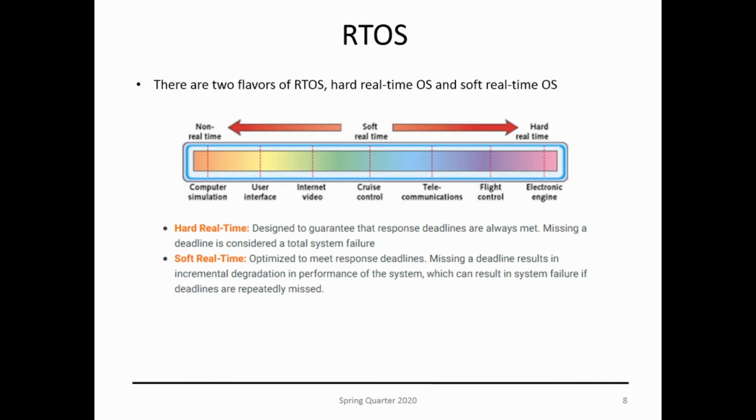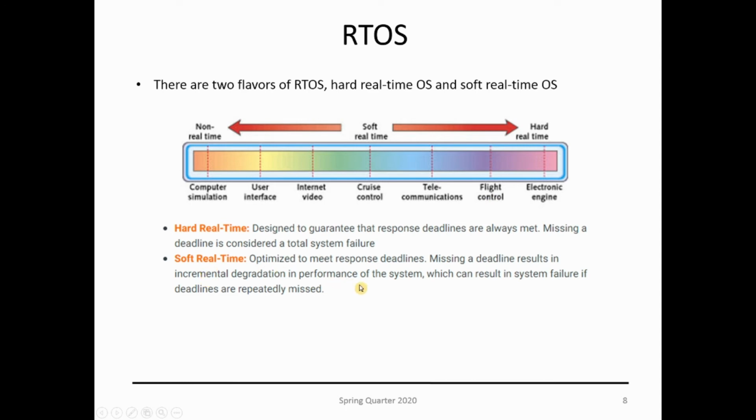There are two flavors of RTOS: hard real-time operating systems and soft real-time operating systems, and the difference is stated in these statements. Hard real-time is designed to guarantee that response deadlines are always met. If you miss a deadline, it's considered a total system failure, for example an electronic engine or flight control.